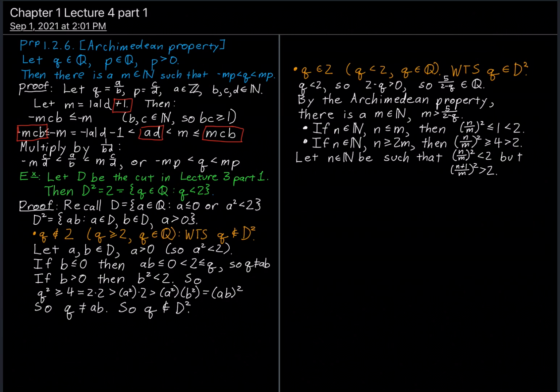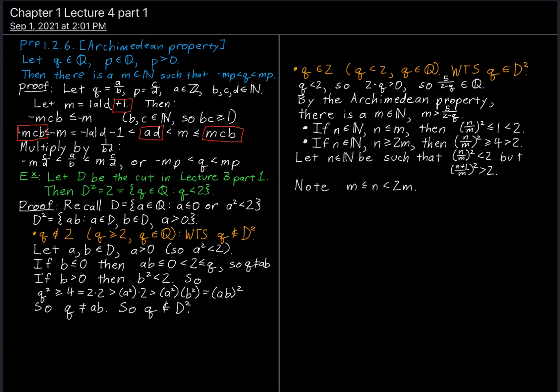So, based on what we said before, n can't be any smaller than m, because if n was smaller than m, then n plus 1 is at most m, so n plus 1 over m squared is at most 1. On the other hand, n can't be as much as 2m. If it was, n over m squared would be at least 4.